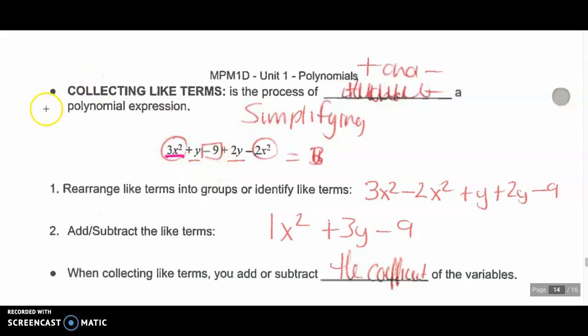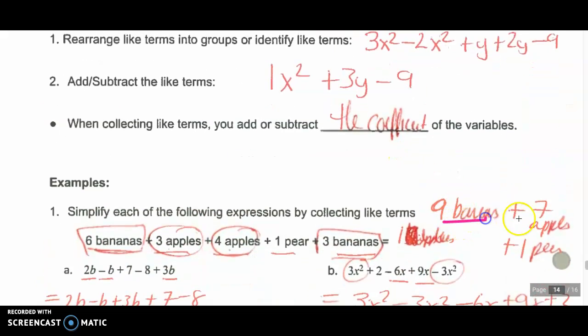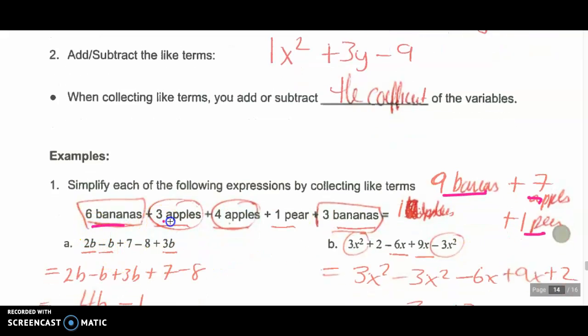So I might have done this in class. I probably did it. I did it right here. So if you had 9 bananas, 7 apples, and 1 pear. So here's an example. 6 bananas, 3 apples, 4 apples, 1 pear, 3 bananas. You look down in a bag, you got a bunch of fruit in the bag, and you want to figure out what do you have total, how many bananas, how many apples, how many pears.